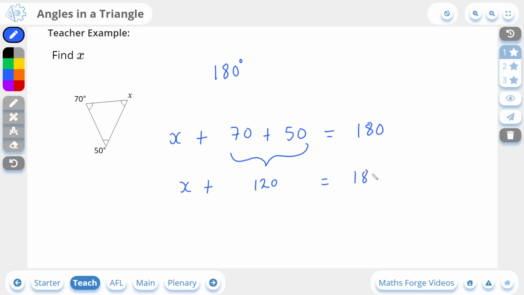So now rearranging for this x is just a matter of cancelling out this plus 120. And we do this by subtracting 120 on both sides. This leaves us with an answer of x is equal to 60 degrees. And if we check our answer, there it is.